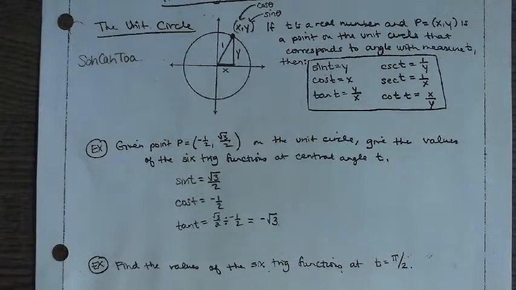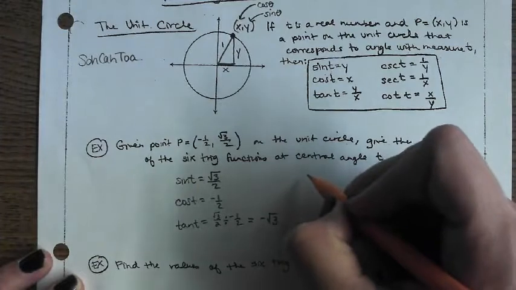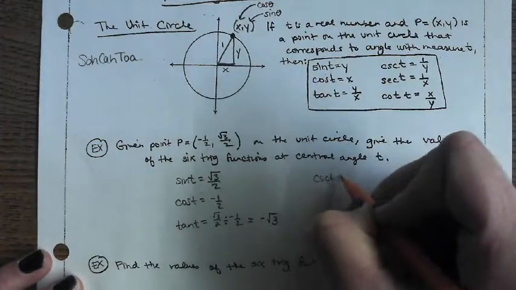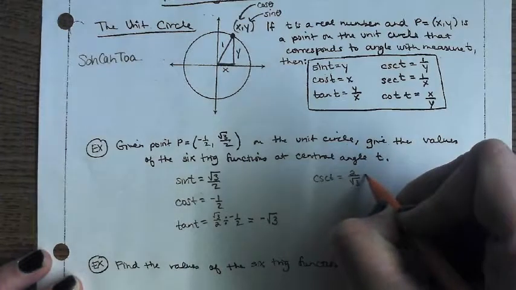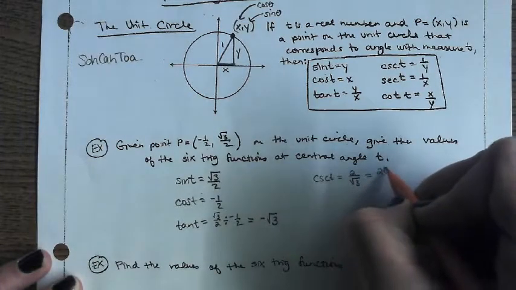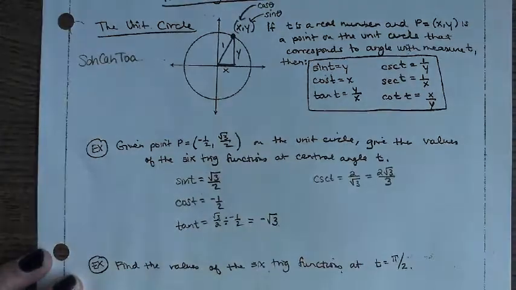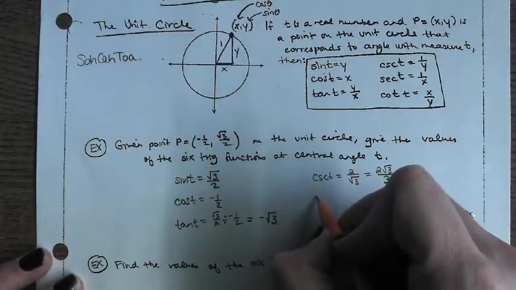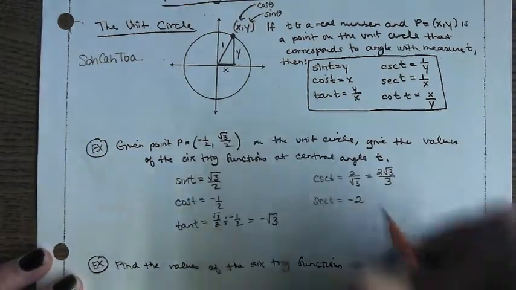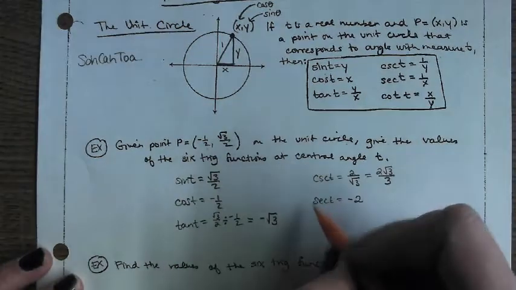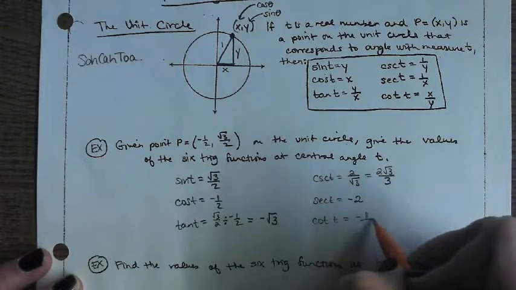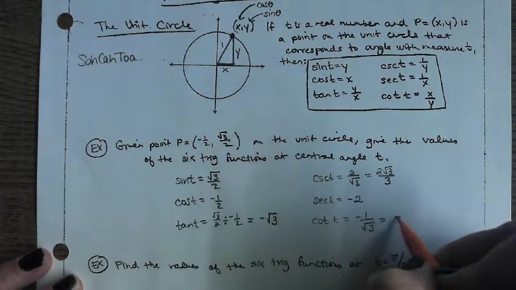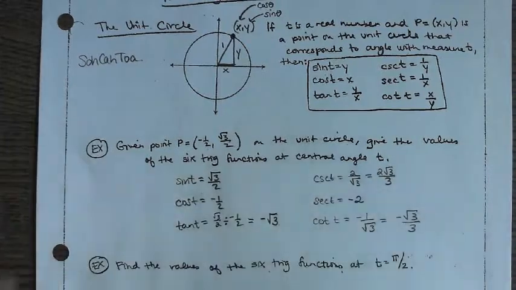Correct. And then your reciprocal functions: cosecant of t is going to reciprocate the root 3 over 2, but we do still rationalize here in trig, so that's going to be 2 root 3 over 3. The secant is just going to be negative 2, and the cotangent of t is going to be negative 1 over root 3, which is negative root 3 over 3.